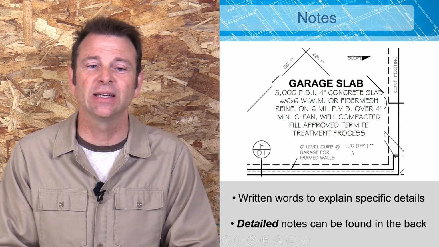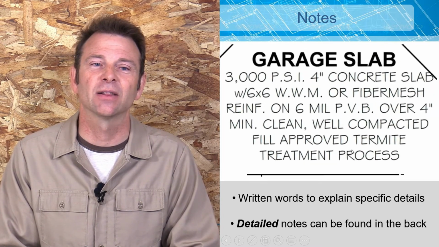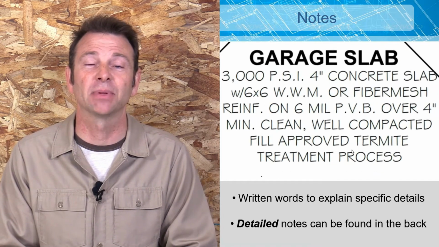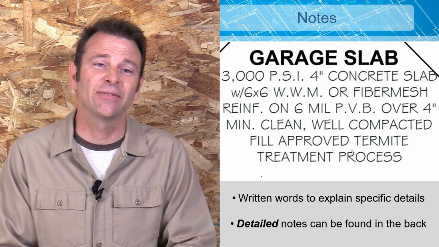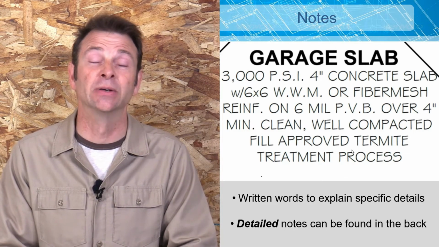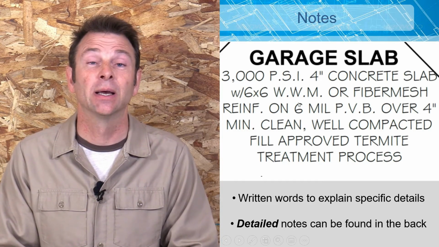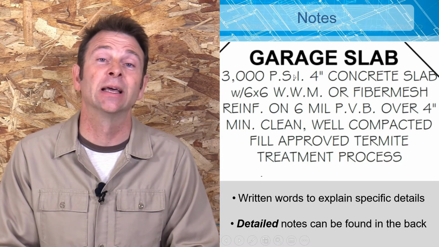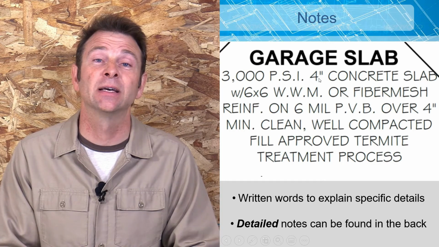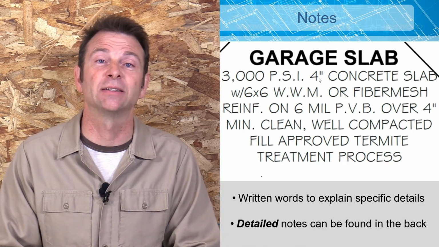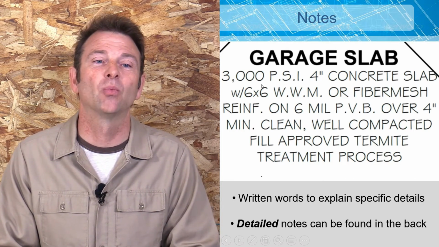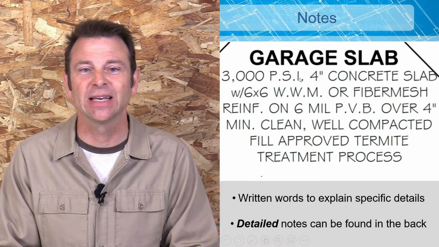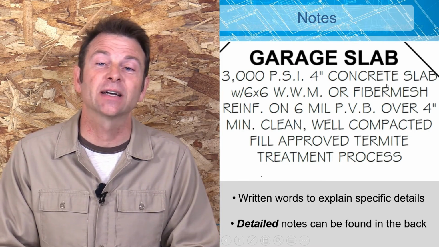So as you can see here, we're looking at a close-up of a simple note on a plan. And if you take it at face value, it doesn't always make sense, but it's full of abbreviations and some very specific things that tell us how to build this foundation or garage floor slab. So what it says is 3,000 PSI, 4-inch concrete slab.